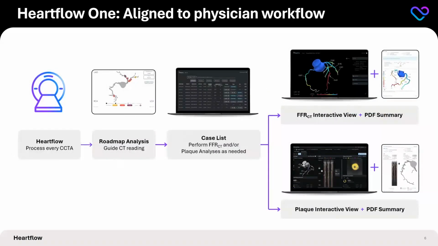And then we've really built this into a workflow around the physician. So up front, we give a roadmap with stenosis. Every single coronary CT needs to be interpreted for stenosis, so that's provided. And then with the click of a button, almost instantaneously, you can acquire FFRCT or plaque, or both, depending on the clinical need and the medical necessity for the patient.